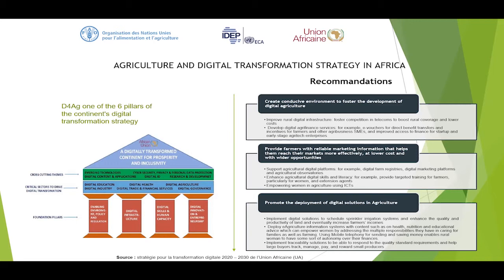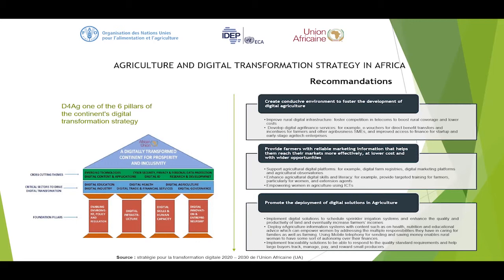And the third recommendation is to promote the deployment of digital solutions in agriculture. So first we looked at creating a conducive environment, then providing reliable market information, and finally promoting the deployment of these digital solutions. And of course, there are ways in which this can be done. Of course, implementing the digital solutions to schedule sprinkler irrigation systems and enhance the quality and productivity of land and eventually increase farmers' input.